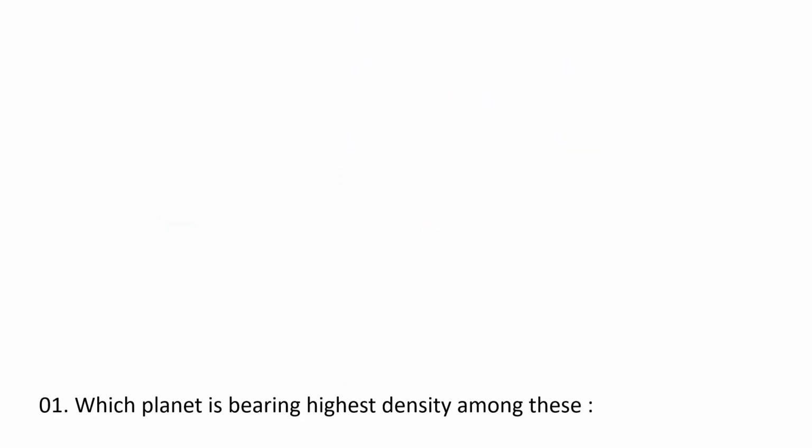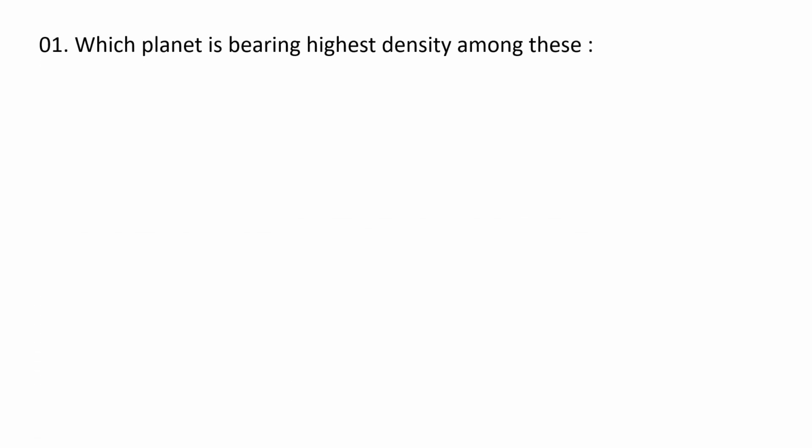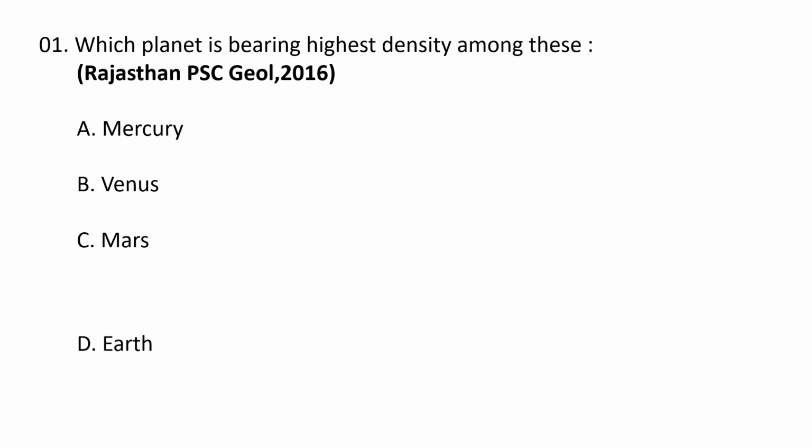Coming to the first question. Which planet is bearing the highest density among these? The choices given are A. Mercury, B. Venus, C. Mars, D. Earth. The planet which has the highest density among Mercury, Venus, Mars is Earth, because the density of Mercury is about 5.427, Venus has a density of 5.2 and Mars has a density of 5.9, and overall the Earth has a 5.5. This is the density of the Earth. So that's why the planet which is bearing the highest density among these is the Earth. D is the correct option.